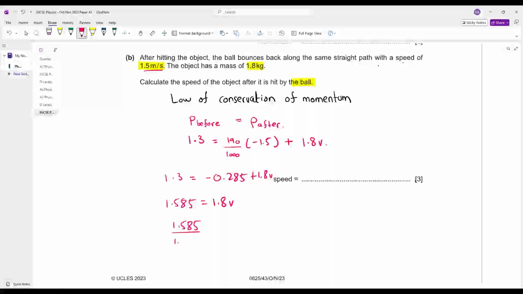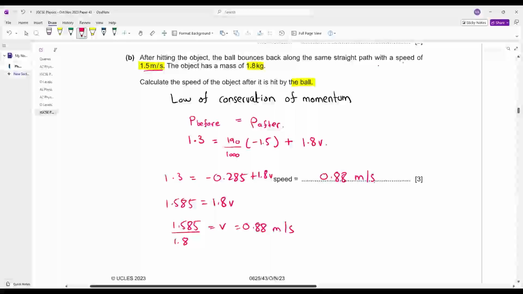1.585 divided by 1.8 is equal to your velocity. Can you calculate this answer? The answer comes out to be 0.88 meters per second. That is your speed. Simple as that, nothing complicated here. Easy. Let's further move ahead.